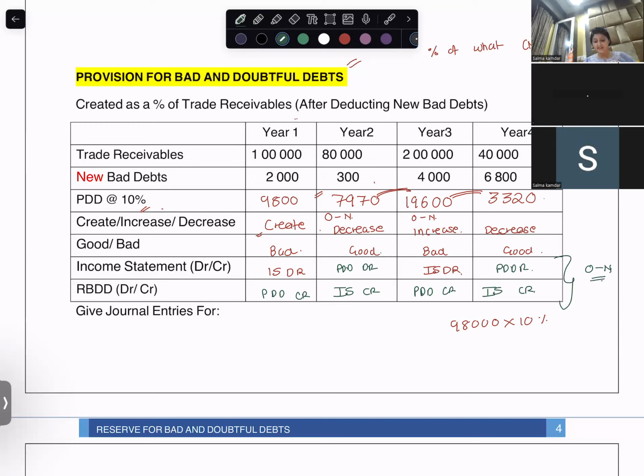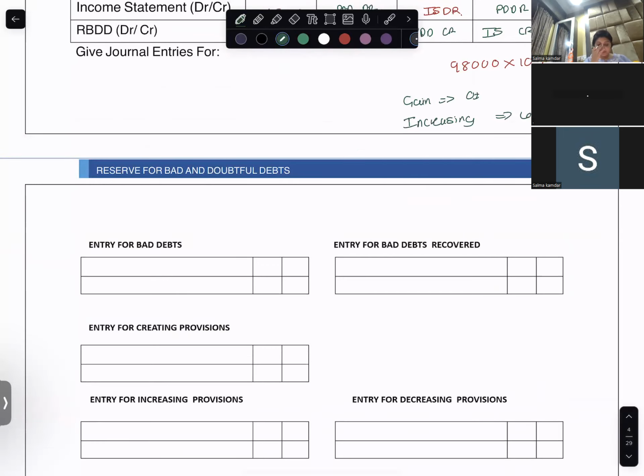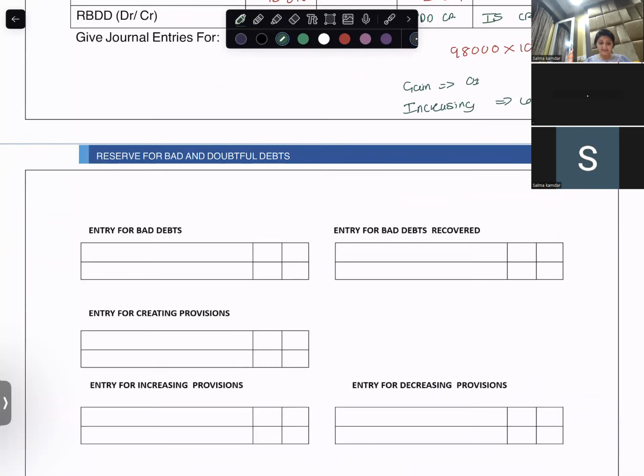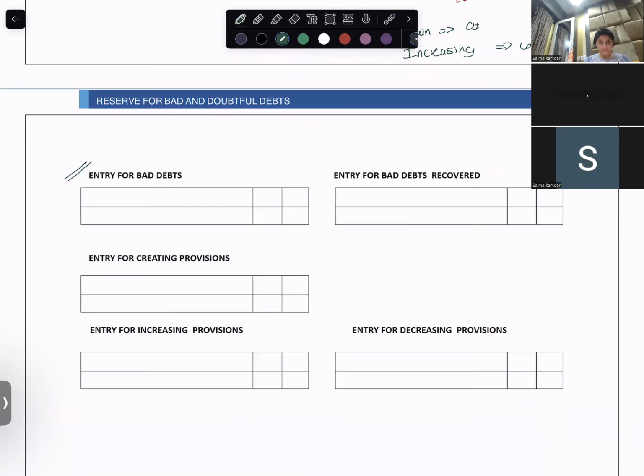If it is decreasing, it is a gain for you and it will be shown in other income. If it is increasing, then it is a loss for you and it will be other expenses. Are you with me? Yes. Can you tell me the entry for bad debts? Bad debts debit, trade receivables credit.